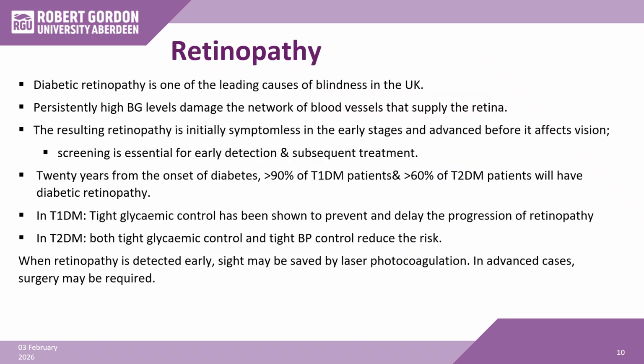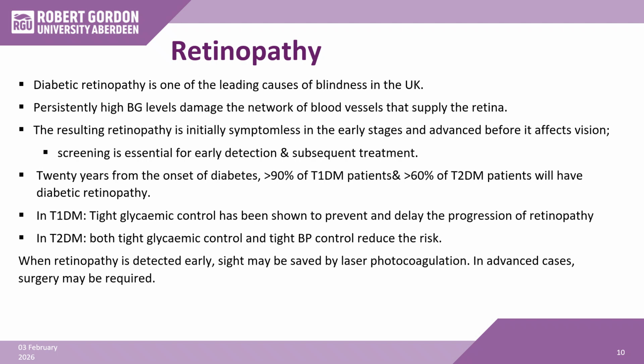When it comes to retinopathy, it is one of the leading causes of blindness in the UK, unfortunately, and this is due to persistently high blood glucose levels that damage the network of blood vessels that supply the retina. It is initially symptomless in the early stages, and it's really advanced before it affects vision. So screening is essential for early detection and subsequent treatment. After 20 years from onset of diabetes, almost over 90% of type 1 diabetes patients and over 60% of type 2 will have diabetic retinopathy.